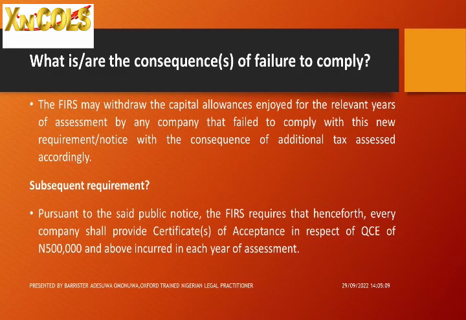Then any subsequent requirements, well, under the new directive, in the initial process, the compliance that has to be effected by 31st of October, the basis period is 2016 to 2021, 5 years. However, after that basis period, the tax for 2022, which doesn't come up yet because we are still in 2022, would require a separate certificate of acceptance for QCE that is 500,000 and above. So in other words, every subsequent year in which there is a QCE of 500,000 and above would require a certificate of acceptance. In other words, it's going to be a continuous requirement.